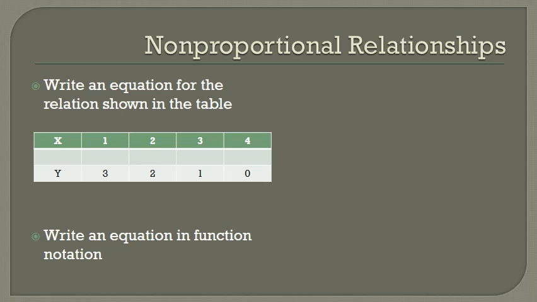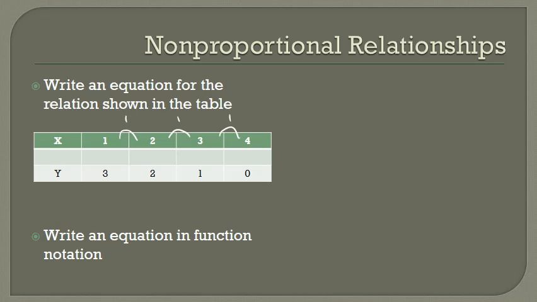And here again, we're being asked to write an equation for the relation shown in the table. And so in this table, I've got some x and y values. And I'm going to start off the same way that we did for the proportional relationship. And I'm going to look, okay, well, what's my common difference? Well, the difference between 1 and 2 is 1, and 2 and 3 is 1, and 3 and 4 is 1. So my common difference on my x values is 1.